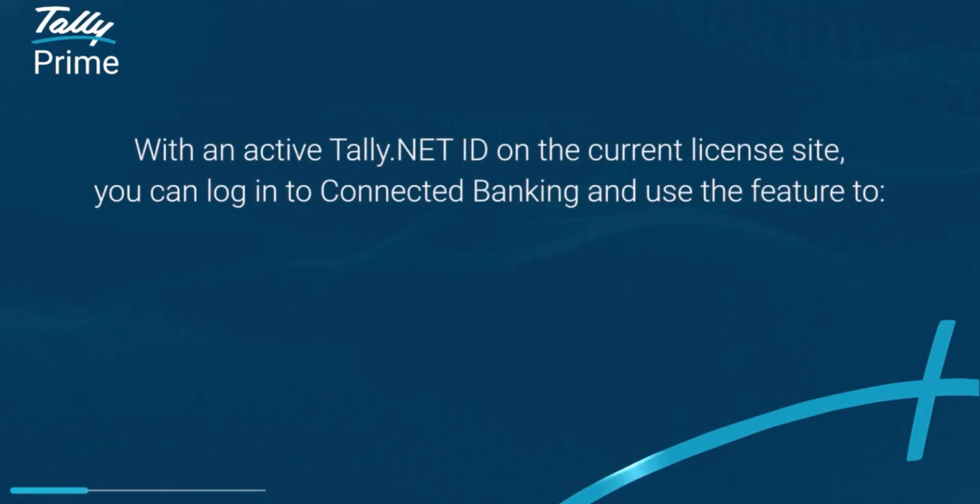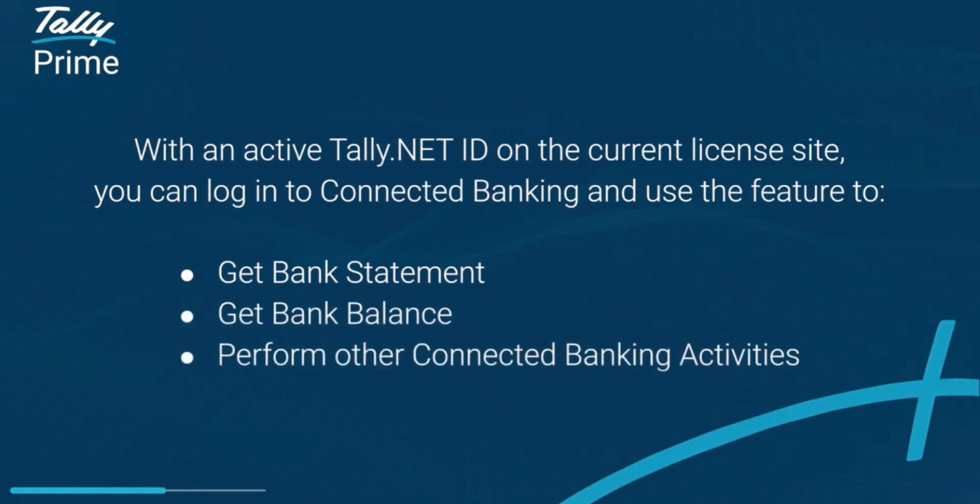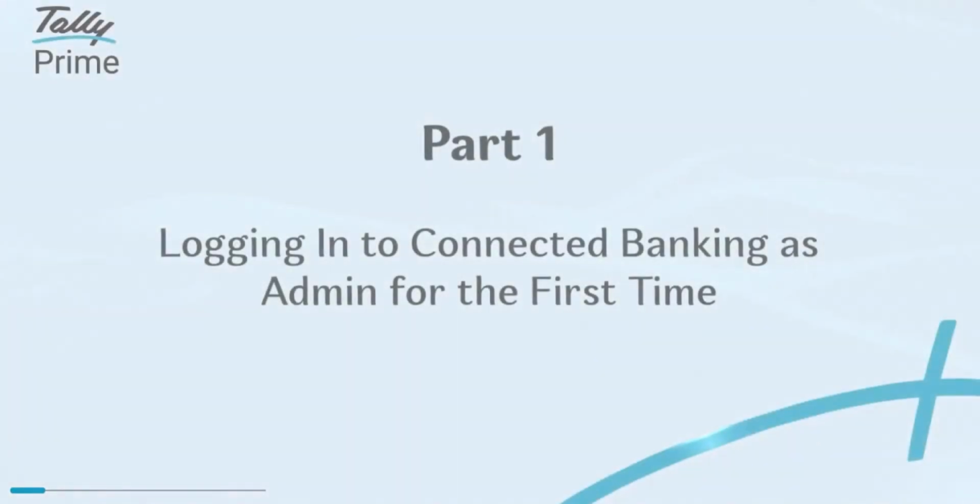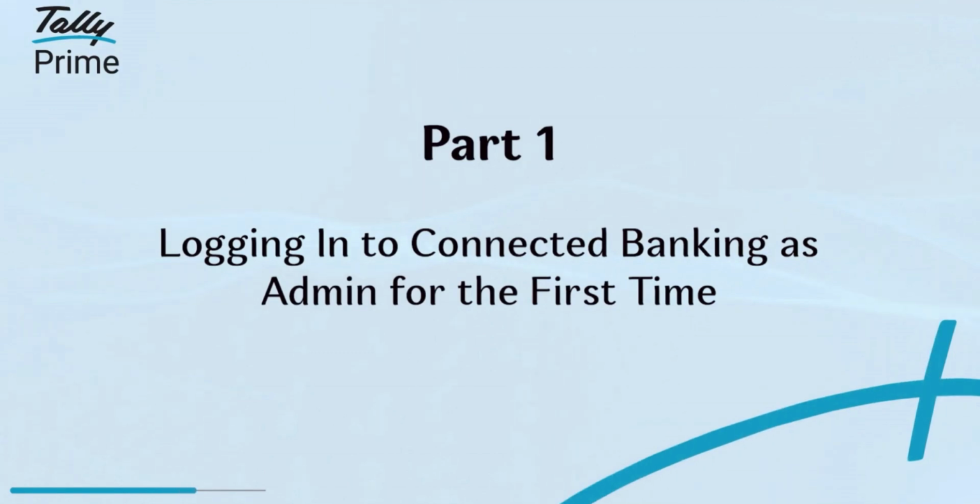TallyPrime Release 6.0 introduces the connected banking services using which you can do a wide range of tasks such as getting bank statement and bank balance and perform other connected banking activities right from TallyPrime. To log into connected banking in TallyPrime, all you need is an active Tally.net ID on the current license site. Consider that you are an admin user logging into connected banking for the first time.